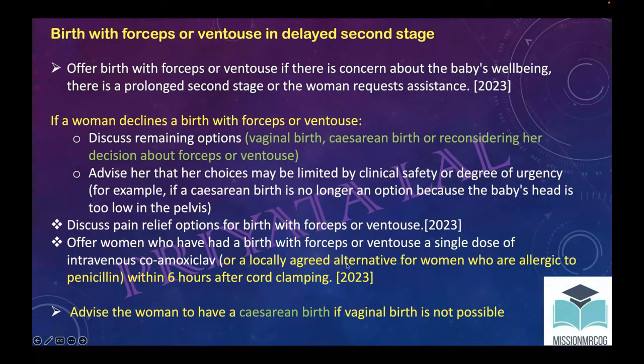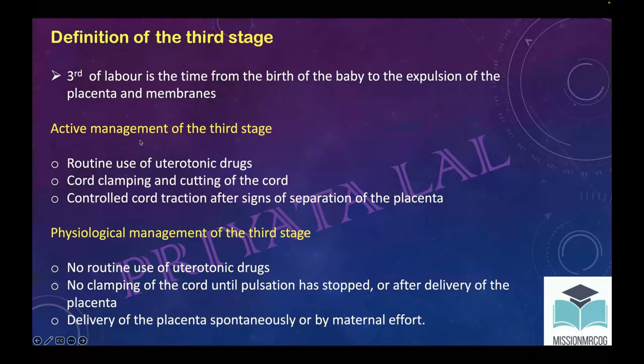Apart from this, if you find that vaginal birth is not possible, instruments are not possible, then you have to explain to them about the second stage cesarean section. So take knowledge from this and use it in your stations. It is very important. Now, third stage, there is no change. There are two types of management we already know. Active management, where we are using uterotonics, cord clamping and cutting, and controlled cord traction after signs of separation of placenta.